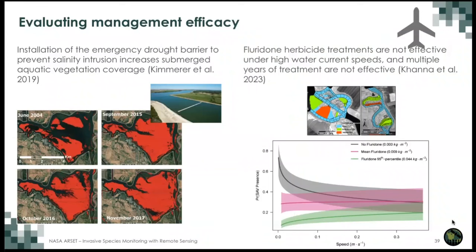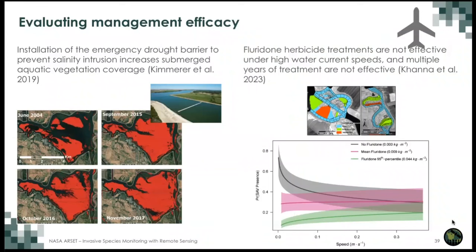Because if you can find where the invasion is first starting, you have a better chance of potentially controlling its spread. So one of the questions that we asked is, can we improve the spatial resolution for mapping using UAS or drone remote sensing? This is a study by Bulch et al.